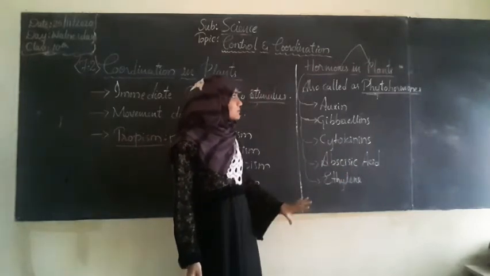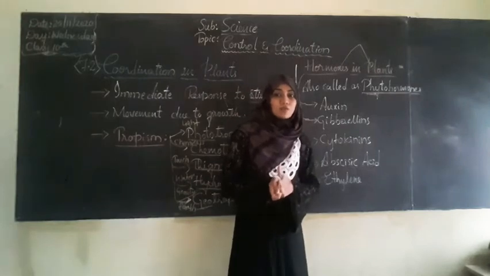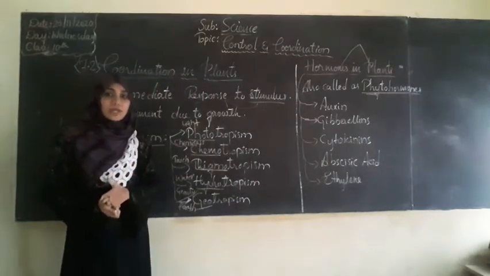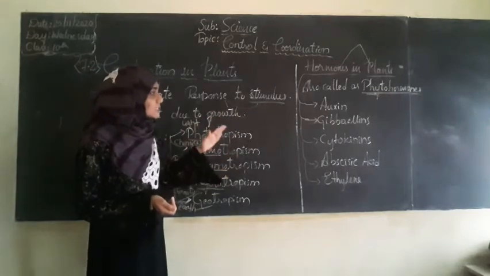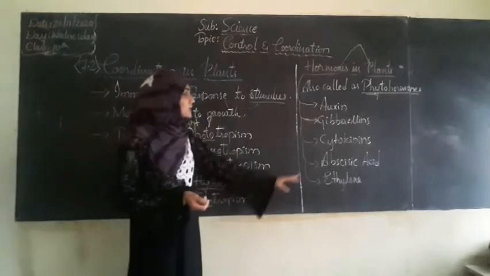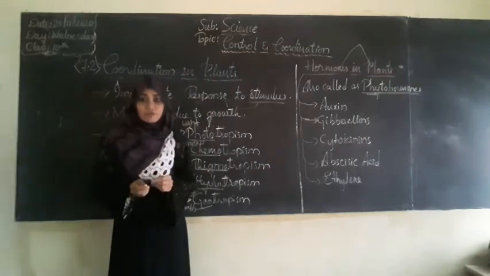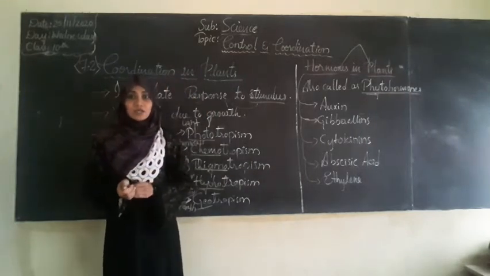So these are the five types of plant hormones or phytohormones which will control and coordinate the plants. Now we will study in detail about these subtopics and also see the functions of these plant hormones. So note down each and every point, maintain a clear record and listen carefully.